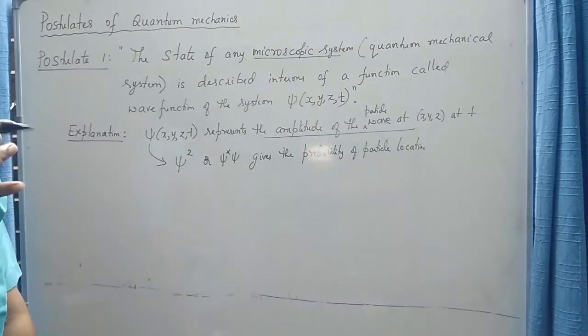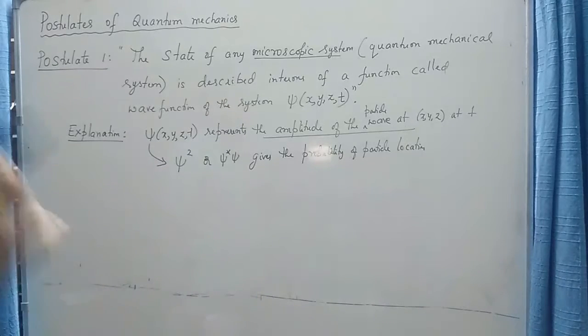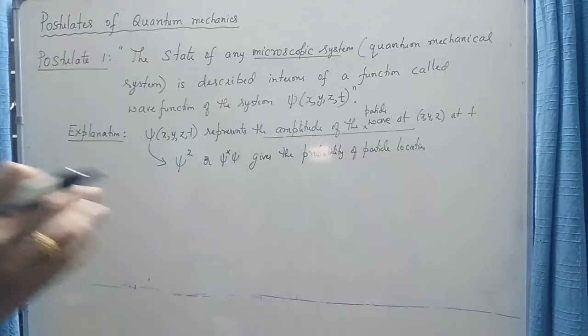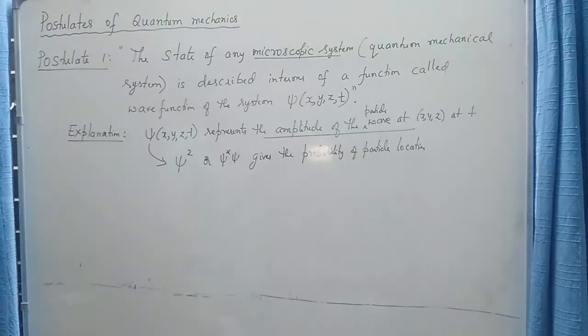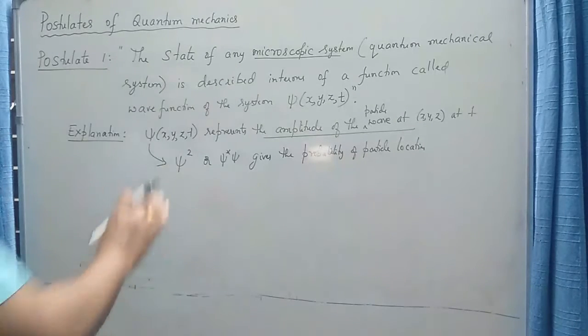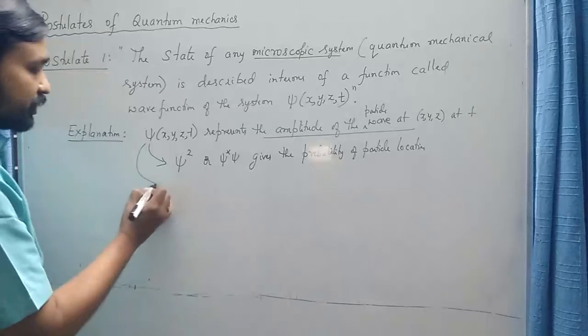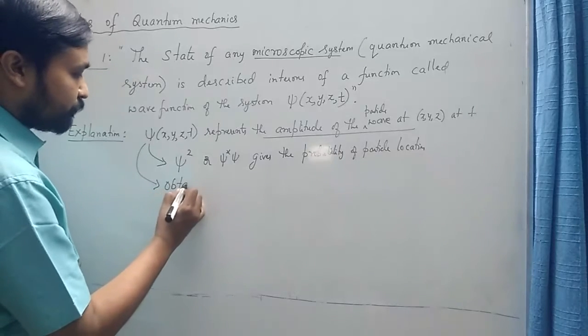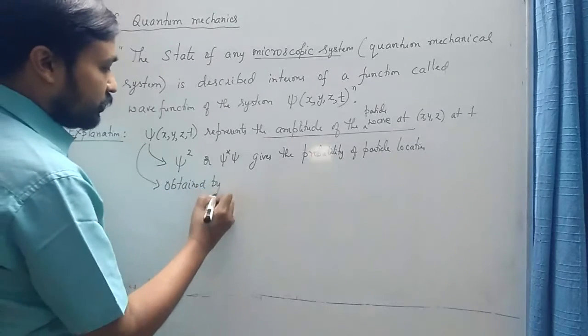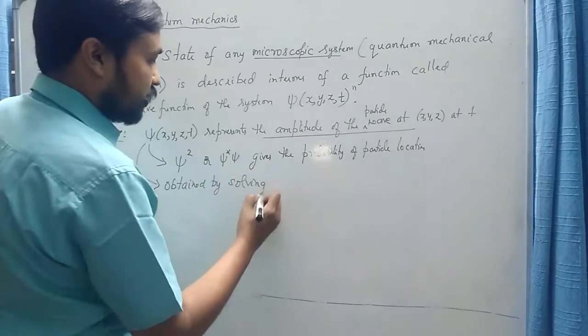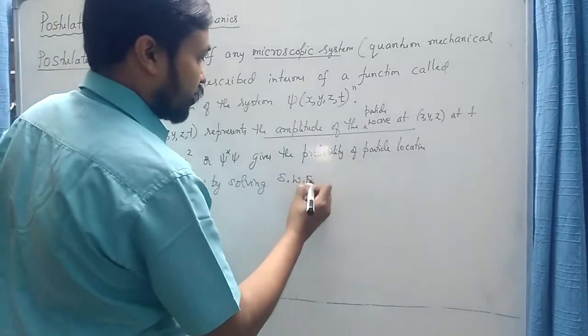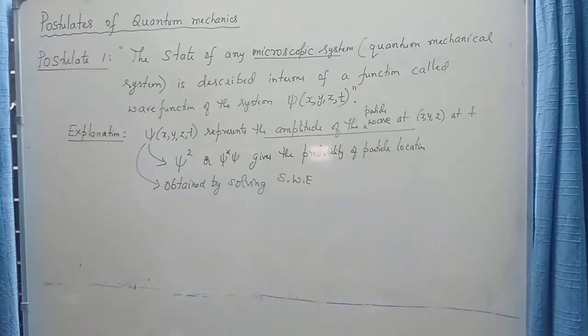Only after doing the experiment will we come to know the exact energy or the exact momentum. Without doing the experiment, we are only able to find out the probability value of a certain physical quantity. So this wave function, as I already told you, may be a real function or a complex function. And how do you obtain this wave function? It is obtained by solving the Schrodinger wave equation.